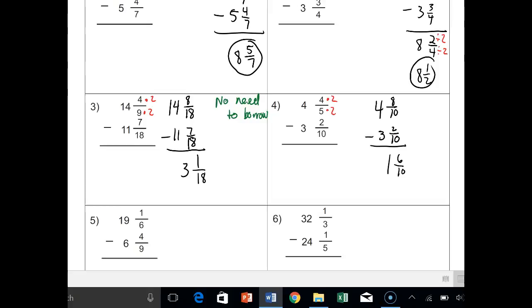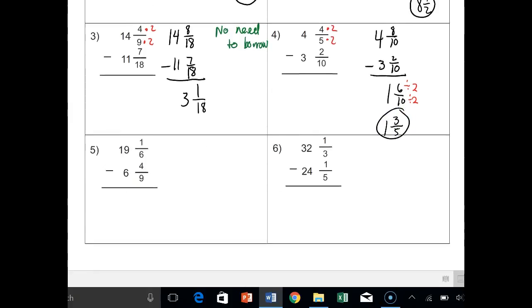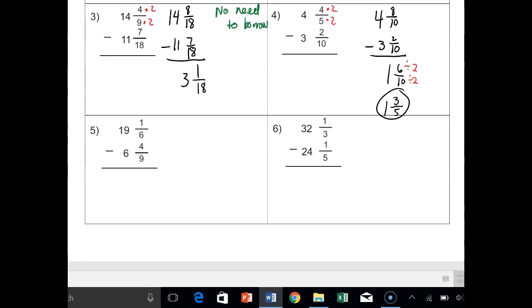But again, these are not common denominators. I have to divide by 2. So 6 divided by 2 gives us 3, and 10 divided by 2 is 5. 1 and 3/5. All right, one more.